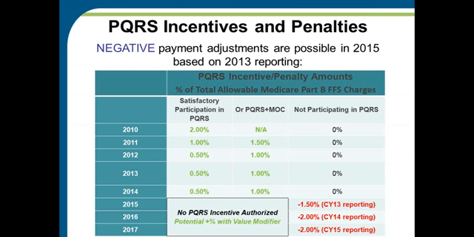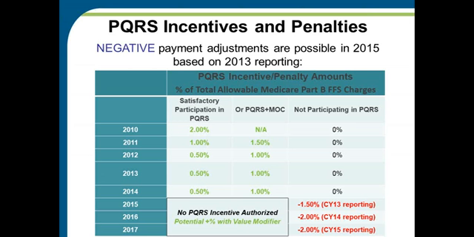In 2011, the Maintenance of Certification Program additional incentives for PQRS began, and so there was a potential for a 1.5% incentive that year, 1% for PQRS and an additional 0.5% for MOC participation. Last year and this year, the PQRS incentive was reduced to 0.5% of total allowable charges. So that combined with maintenance of certification participation allows for a potential of a 1% incentive payment this year and next year.